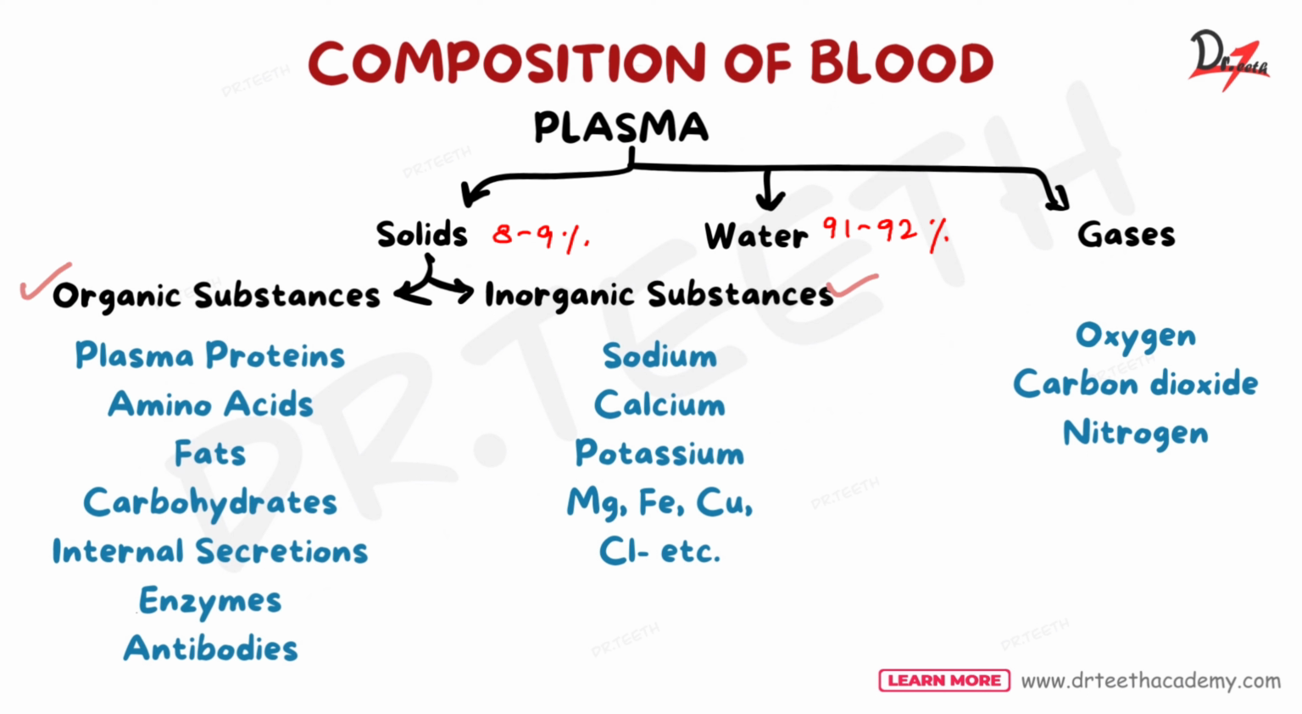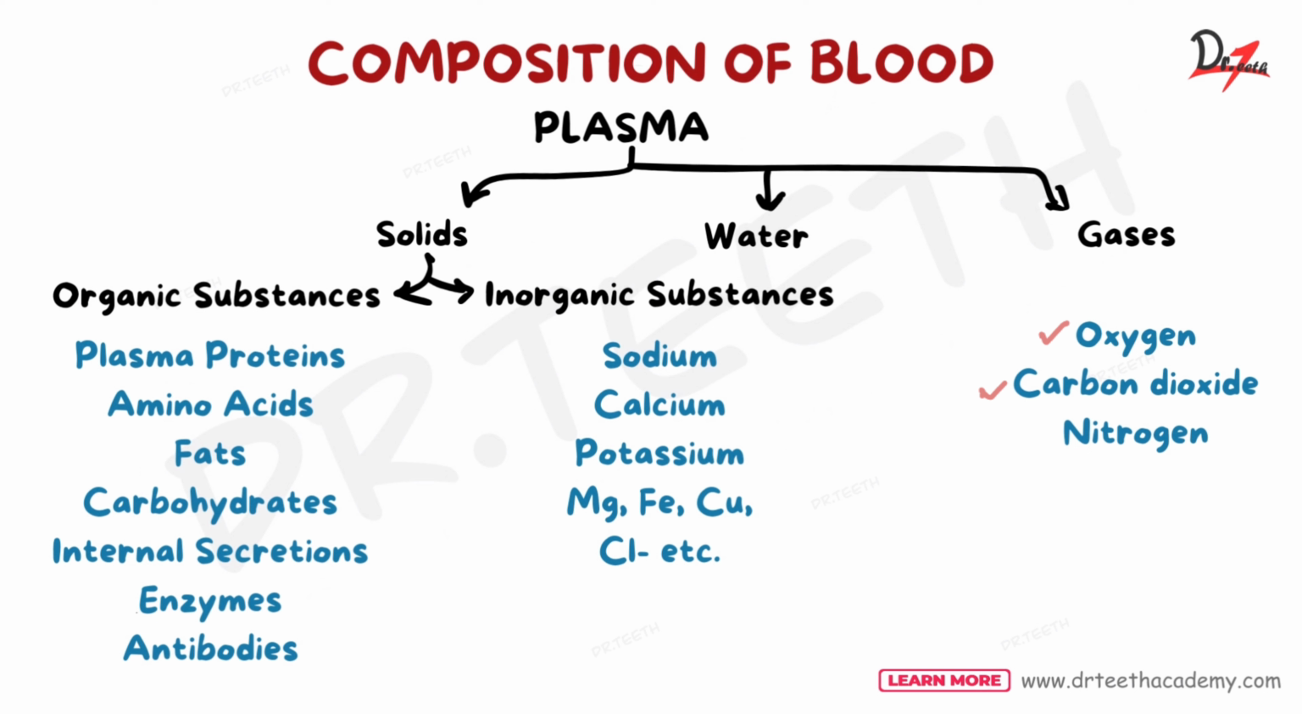The organic substances include the plasma protein, amino acid, carbohydrate, fats, internal secretion, enzymes, and antibodies. The inorganic substances in plasma constitute the sodium, calcium, potassium, magnesium, iron, copper, chloride, etc. The gases dissolved in plasma include oxygen, carbon dioxide, and nitrogen.